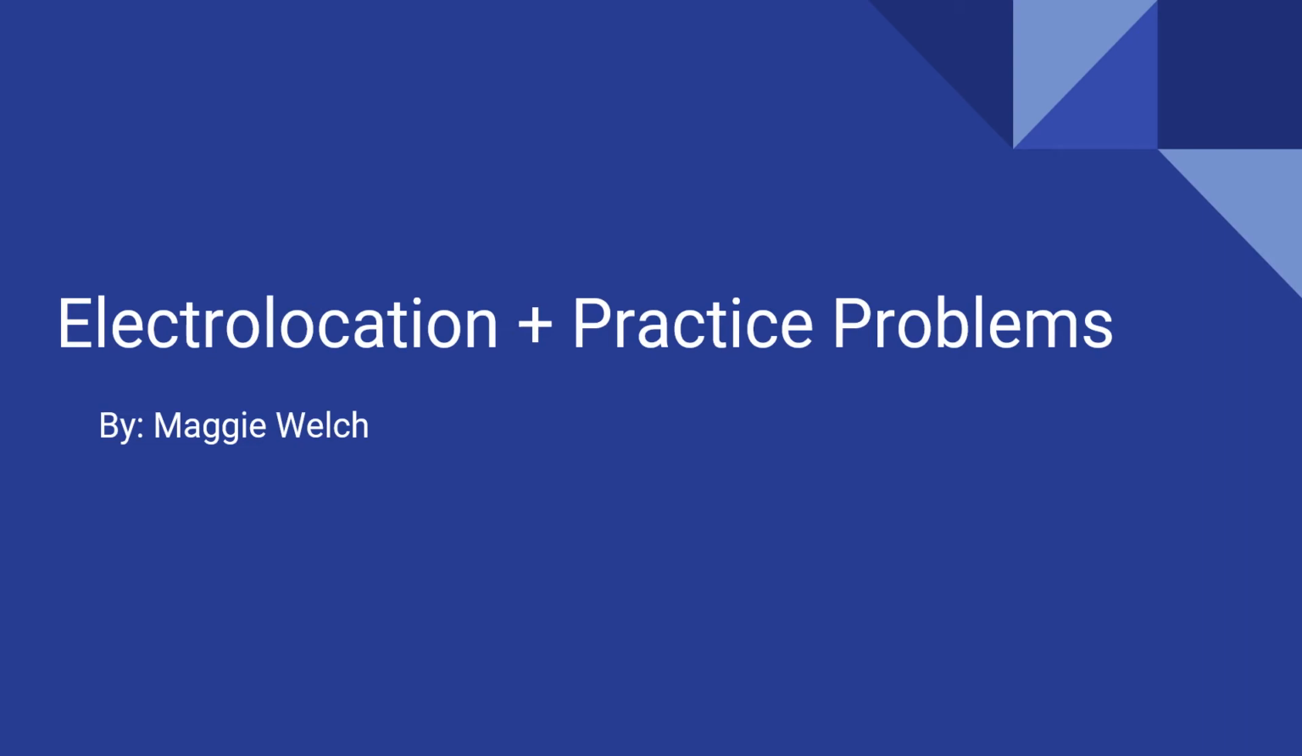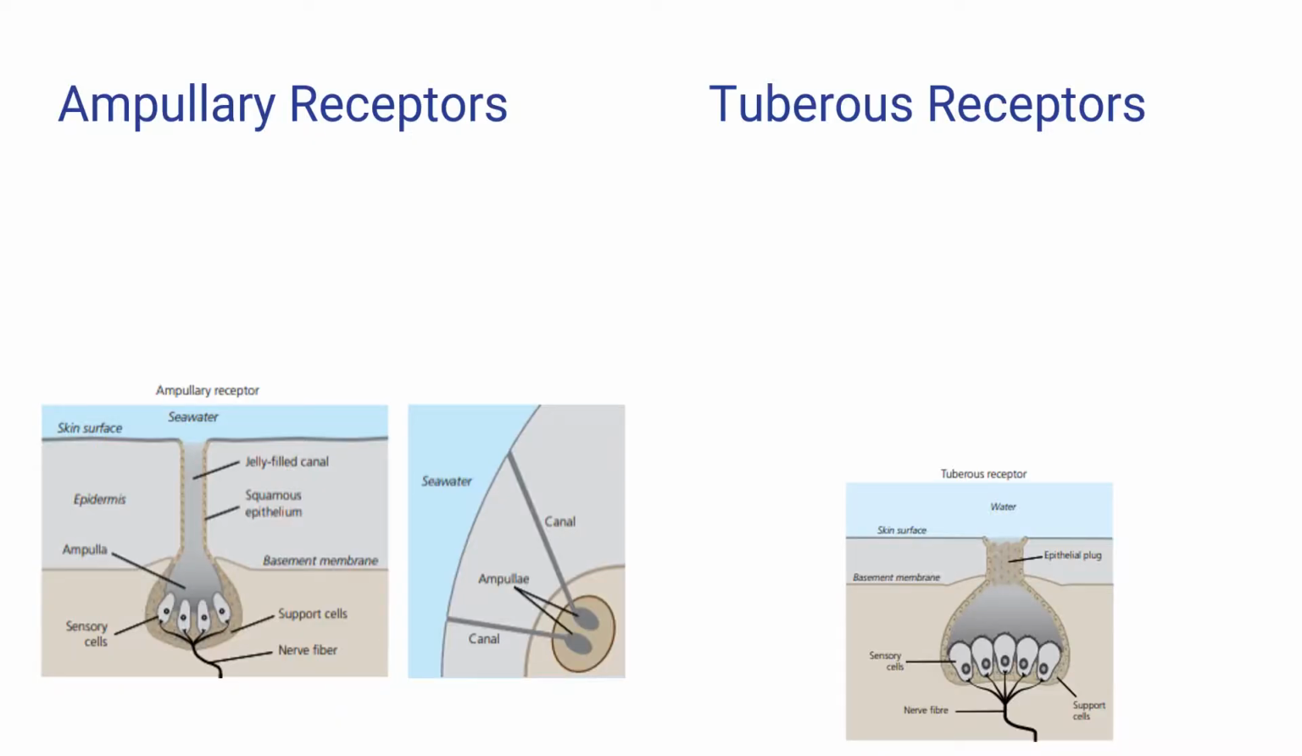Hello, my name is Maggie Welch, and today I'll be talking about electrolocation, and I'll be doing some practice problems. First, let's discuss the difference between ampullary receptors and tuberous receptors.